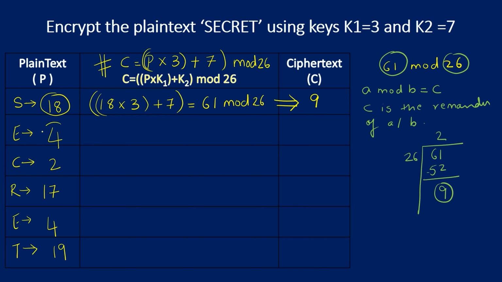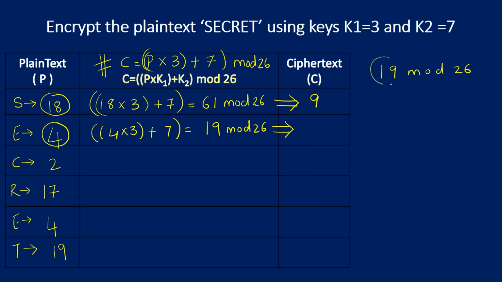Okay. Now the next number that you want to encrypt is 4. So you will do 4 into 3 plus 7, which comes out to be 19 mod 26. Now what is the answer of 19 mod 26? As you can see, the number 19 is less than 26, so you need not do a modular operation. The modular operation is basically done if the number is larger than 26, to bring it within the range of 0 to 25. Since 19 is already between 0 and 25, the number remains as 19.